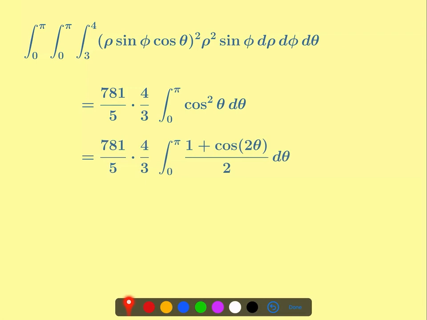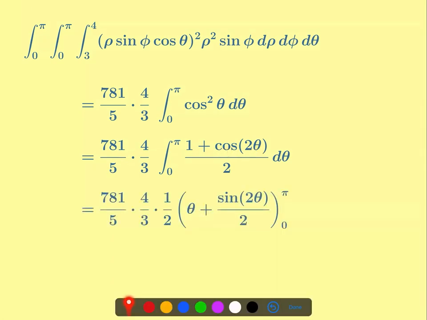I'm going to take the 2 on the bottom here out, so I have a 1/2 out here, and I'm just going to integrate 1 and cosine of 2 theta. When I integrate 1, I'll have theta. When I integrate cosine of 2 theta, you could do a substitution there, but it's just sine of 2 theta over 2. And you can see this by taking the derivative. You're going to get cosine of 2 theta times 2 over 2. So that's just going to be cosine of 2 theta when I take the derivative like I want. Again, this 2 is out here.